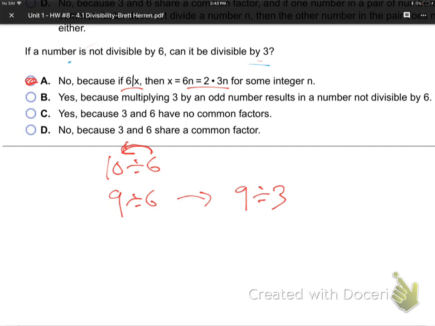Thank you. So, I did the black dog thing and said, see, all dogs are black, and moved on. I just happened to pick one number that didn't work. But yeah, your example is a good one. 6 doesn't go into 9, but 3 does. Good. So the answer is yes. And it's because, it's this one. Because multiplying 3 by an odd number results in a number not divisible. Anyway, it's that one. So it's B. That's right.